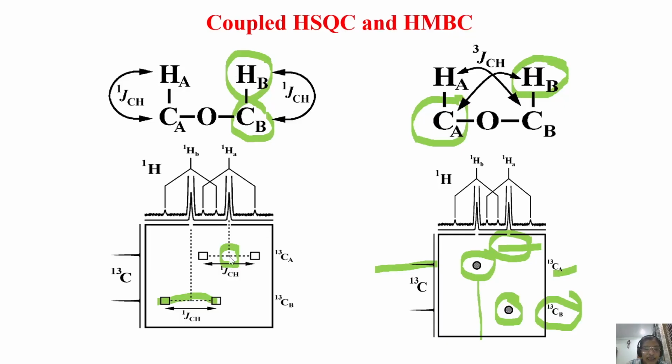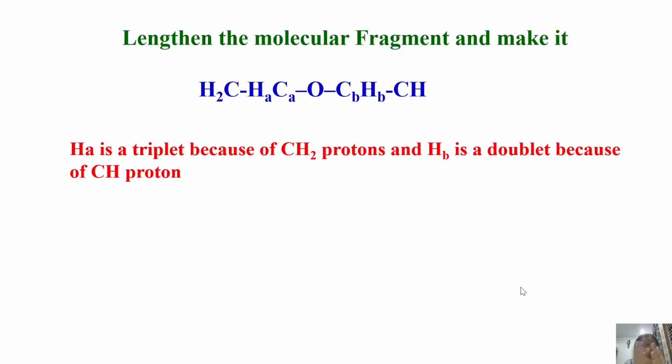HSQC gave me the direct correlation between carbon and its attached proton, which is a doublet in the detection dimension due to its coupling with the attached proton. Whereas in the carbon dimension, it is a singlet. I am repeating again. In the HMBC, carbon A gave a correlation to proton B, which is 1 to 3 bonds away. You saw the cross peak. For carbon A, the cross peak is seen at HB. Similarly, for carbon B, the cross peak is seen at proton A. Okay, that so far was good.